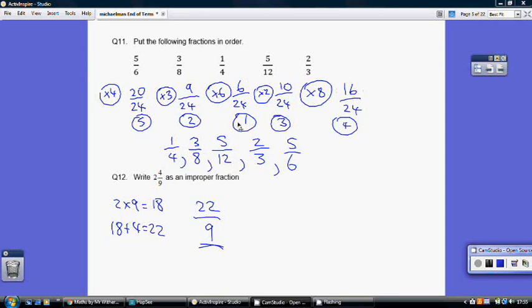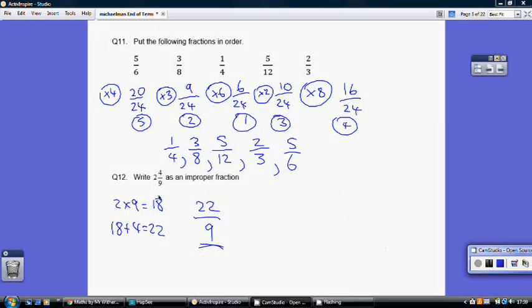So the smallest one is 6 over 24, then 9 over 24, then 10 over 24, then 16 over 24, then 20 over 24. So that's my order. So putting the fractions in order, I get a quarter, then 3/8, then 5/12, then 2/3, and then finally 5/6.